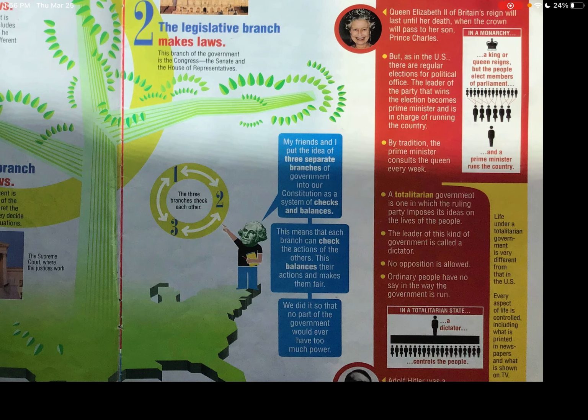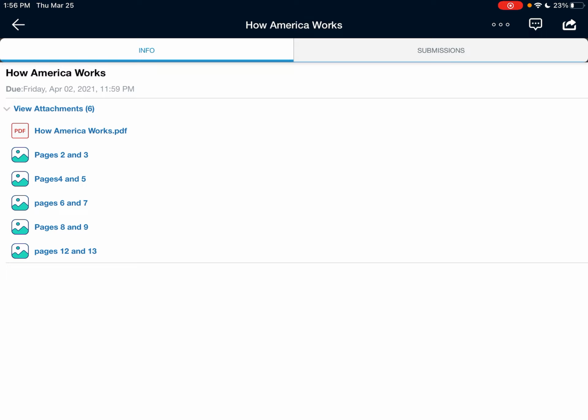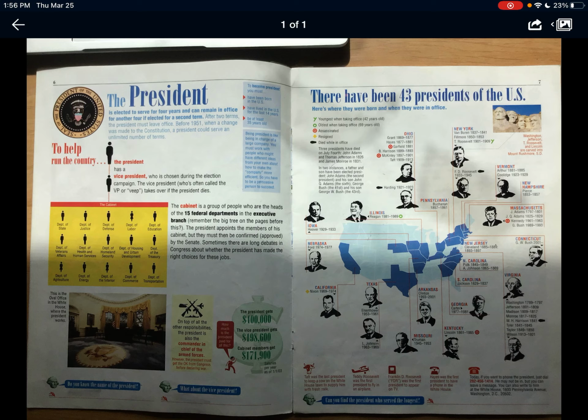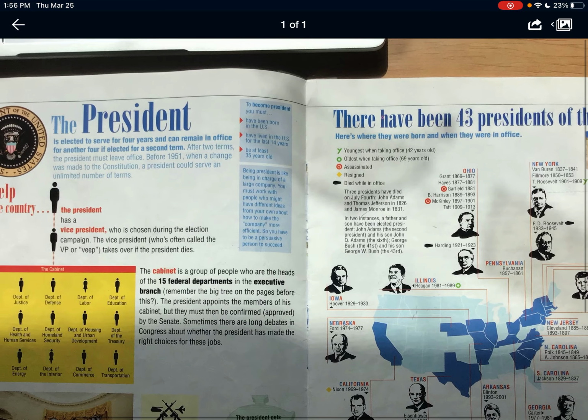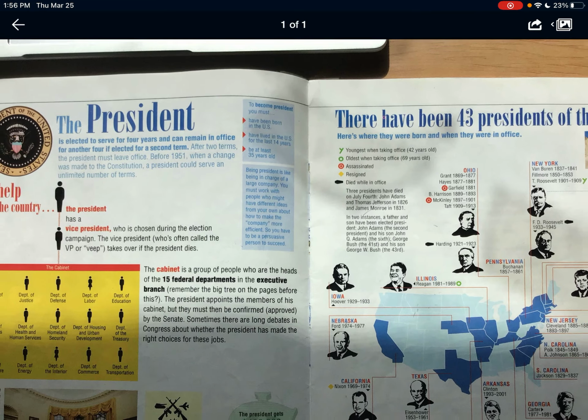All right, number 4. I'm asking you to name, these are on pages 6 and 7, the executive branch of the United States, which consists of the president, the vice president, and their cabinet members. Name the 3 requirements for you to run for the office of the president. If you want to be a president of the United States, what are the 3 requirements you're required to have?